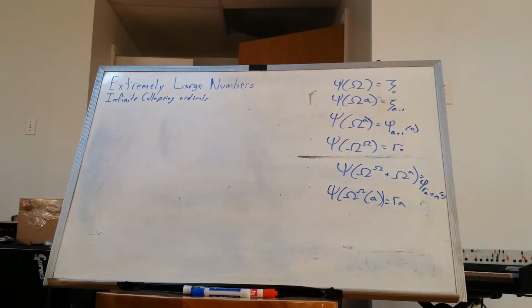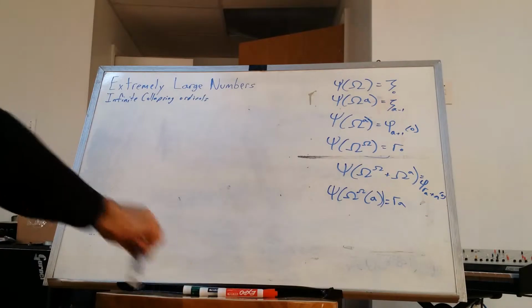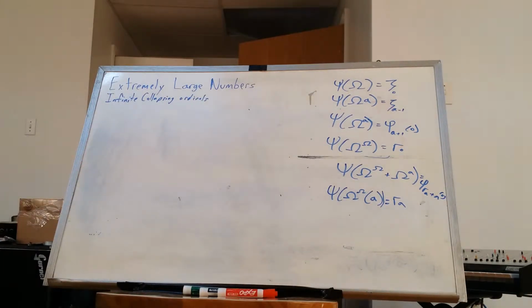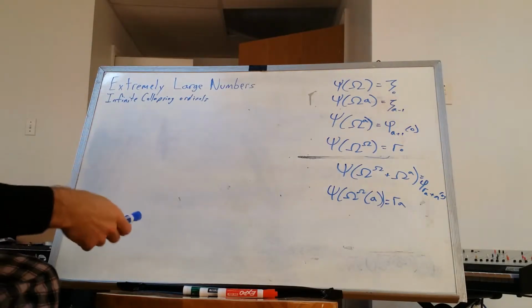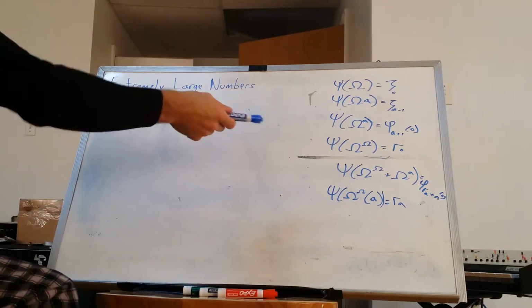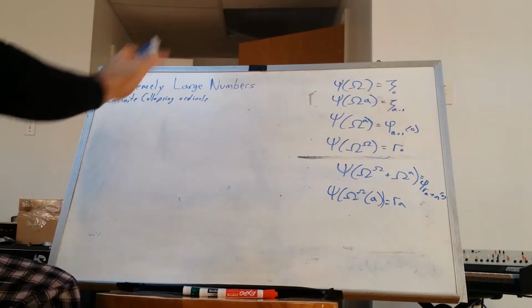Okay, so now on to infinite collapsing ordinals. So this is basically a way where we can get far, far, far beyond anything we've done so far, and we can do it within a single function. So don't worry about this too much. This is kind of just for me, just to remember where I am and everything.